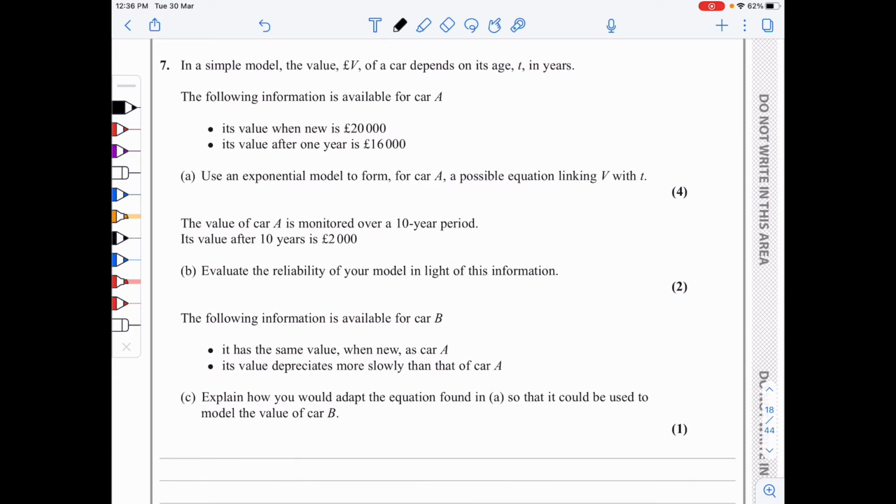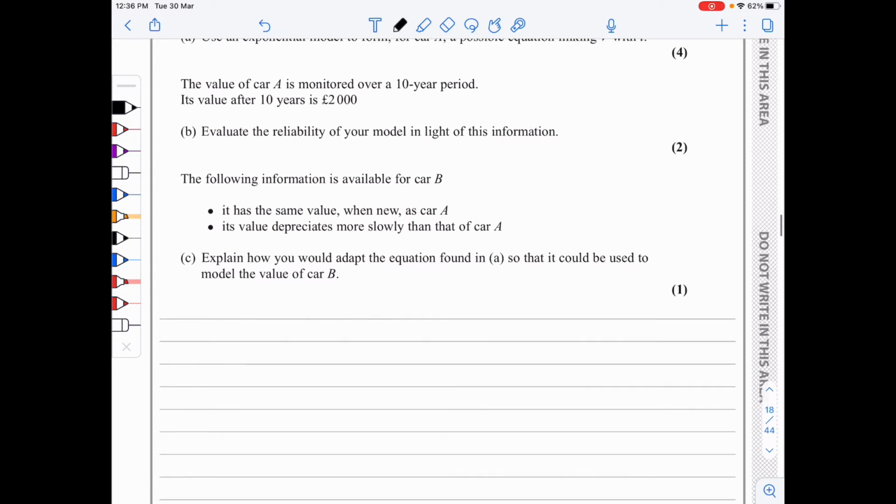Question seven, we've got a simple model here. It says of the value v of a car depending on its age t measured in years. We are given that originally the car is worth 20,000 pounds and the year after it drops to 16,000. So we really need to use an exponential model to form an equation for the car's value linking v with t. The fact that we've got an exponential model means that we're looking at a model of the form v is v naught e to the kt.